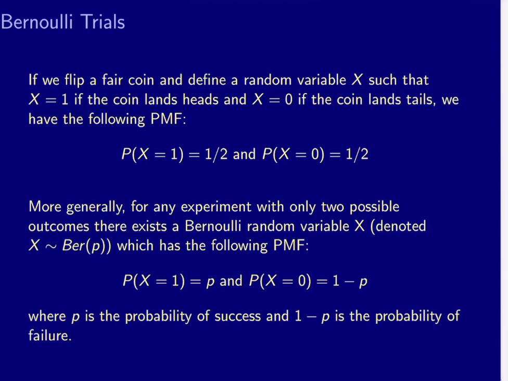Or to be more precise, you could say that x was a Bernoulli random variable. So more generally, for any experiment with only two possible values of x, we say x follows Bernoulli with parameter p, our success parameter, if it has the following PMF, where p of x equals 1 is p and p of x equals 0 is 1 minus p, where again, p is our probability of success and 1 minus p is our probability of failure.